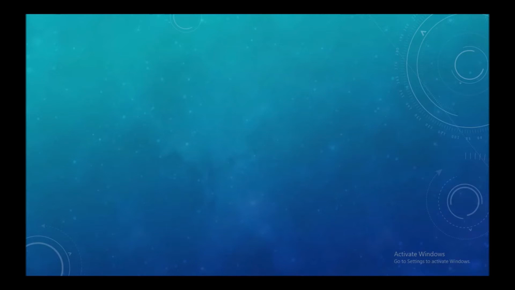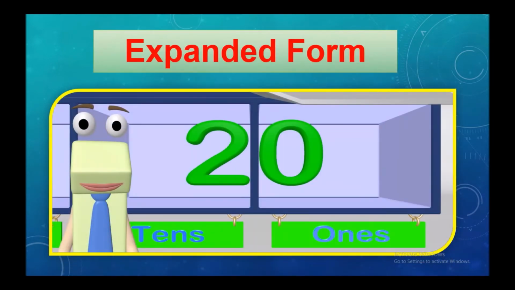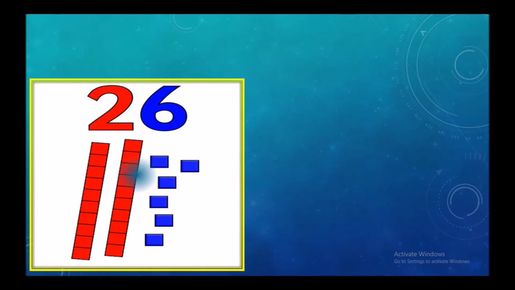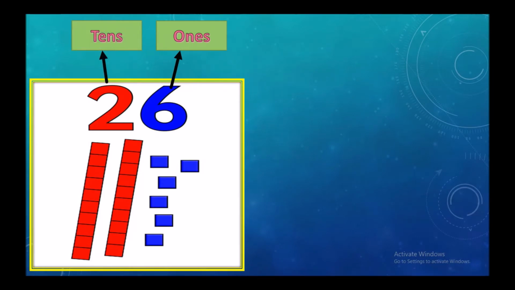Here you can see children, expanded form. Here you can see the 2-digit number 20, right? So in ones place you can see 0 and in tens place you can see 2. So 2 tens and 0 ones, that is 20. Here you can see 6 in ones place and 2 tens, so in tens place there are 2 tens. So 26.